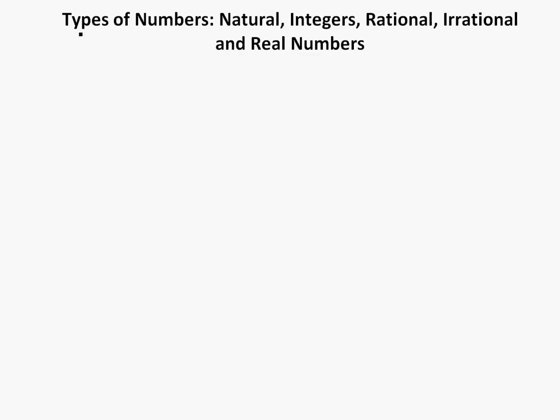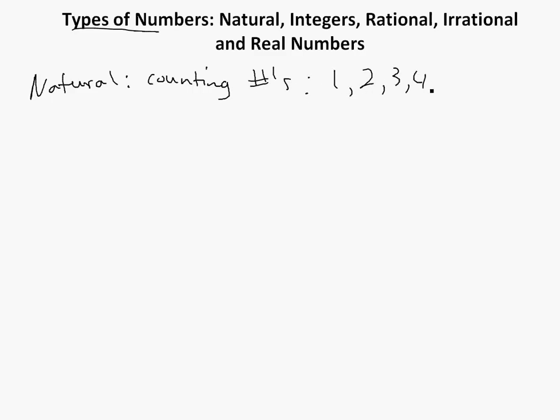Today we're going to discuss different types of numbers: natural numbers, integers, rational, irrational, and real numbers, and just briefly discuss what they are. Well, natural numbers are just counting numbers. They're just stuff that you can count with, like for example 1, 2, 3, 4, etc. So you can count, and there's no zero.